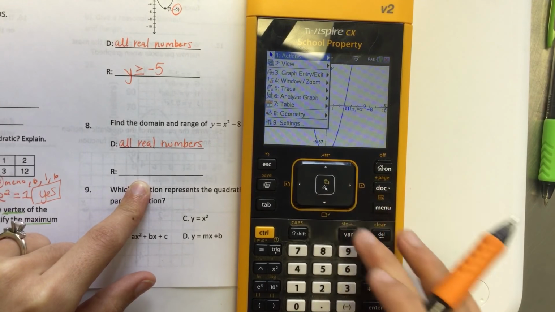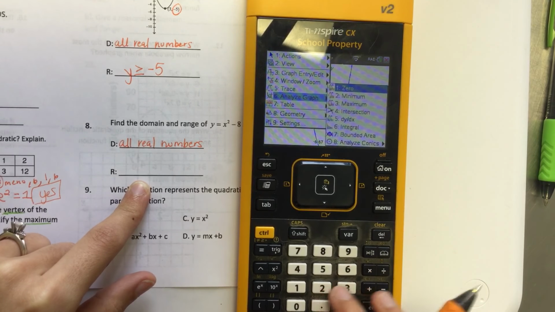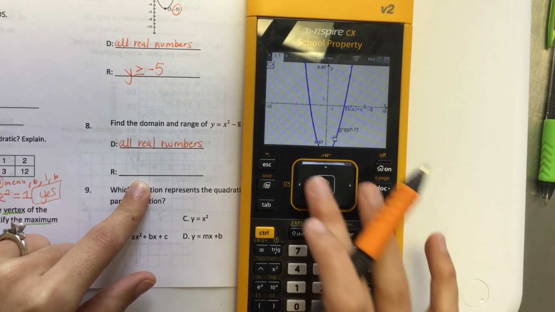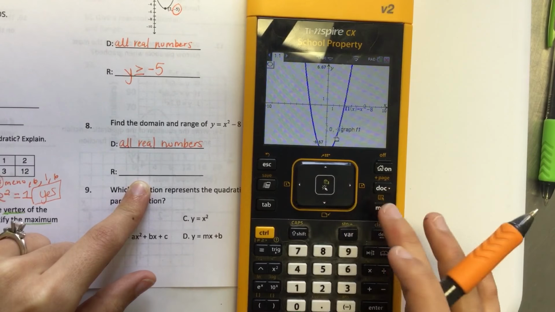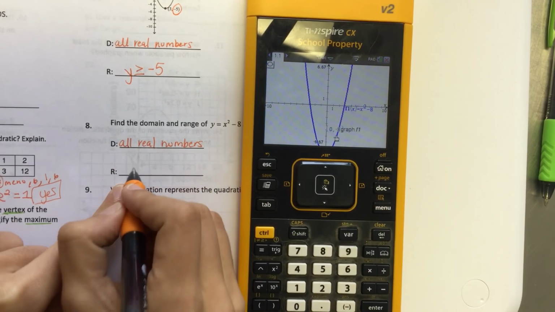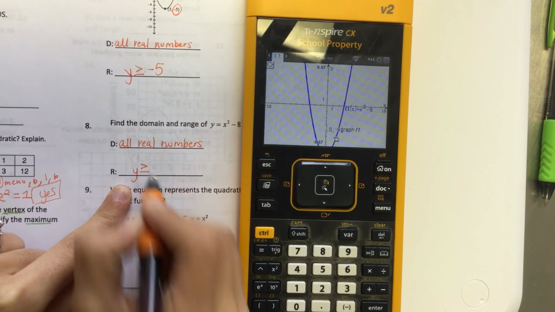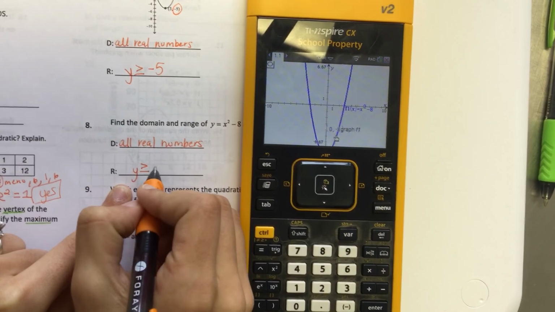I can find my vertex and use 6, 8, 2. So my vertex is 0, negative 8. So I know it's going to be y is greater than or equal to, and my y value there is negative 8.